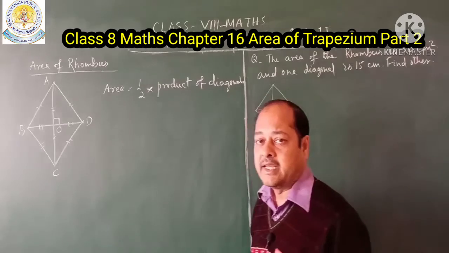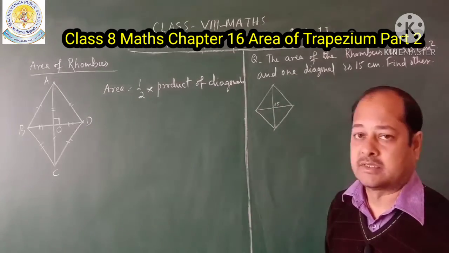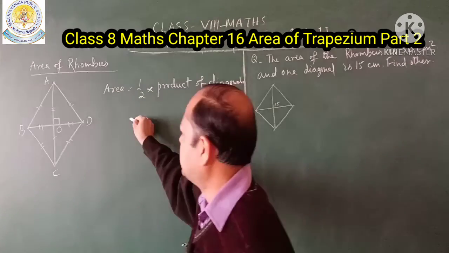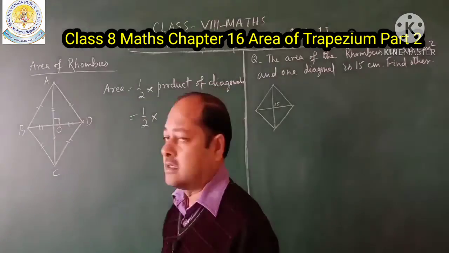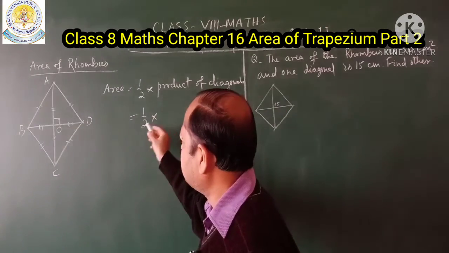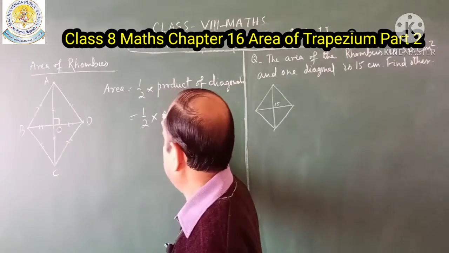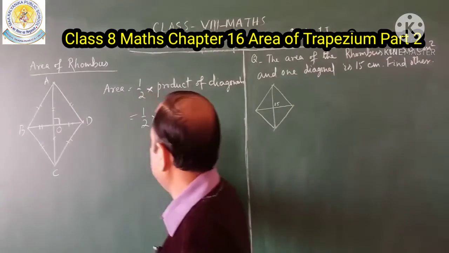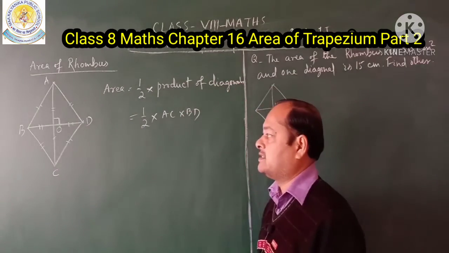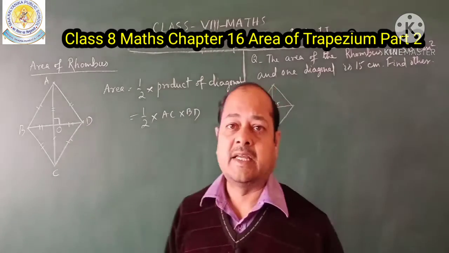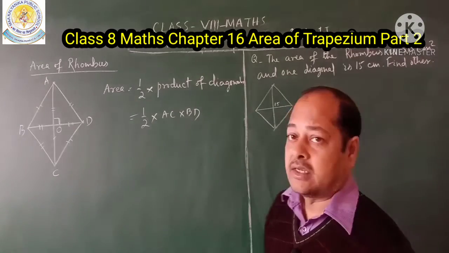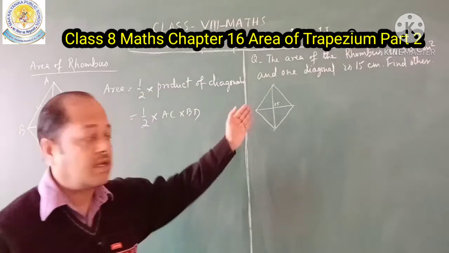So how to find the area? What is the formula to find the area of a rhombus? The formula is half into the product of the diagonals. Here in this figure, ABCD is a rhombus, and the diagonals are AC and BD. So in this rhombus ABCD, the formula to find the area is half into AC into BD. Clear? Now, based on this formula, we are going to solve a question.